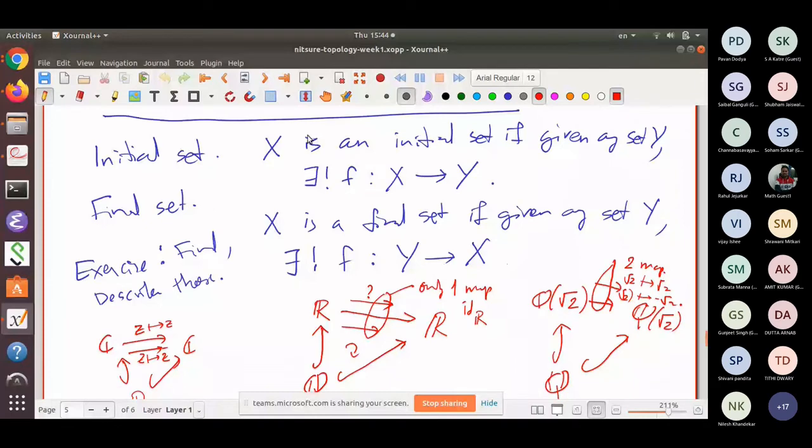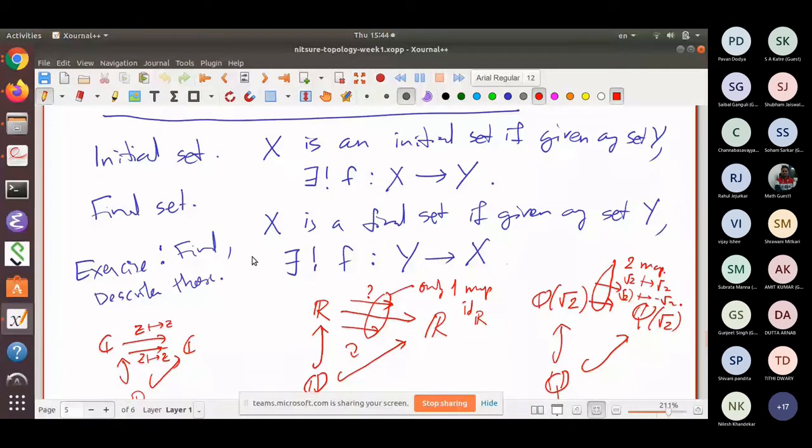So X is an initial set. What's the definition? Given any set Y, there exists a unique map from X to Y. And it's a final set if it's the other way around. And I asked you to tell me what were initial sets and final sets, which I think one of you did on the spot, but others would need to think about the answer even if they hear about it. And by now, I'm sure everybody has figured out the answer.